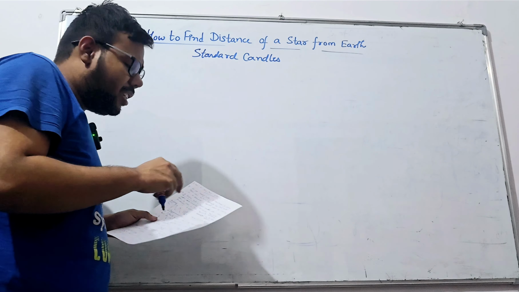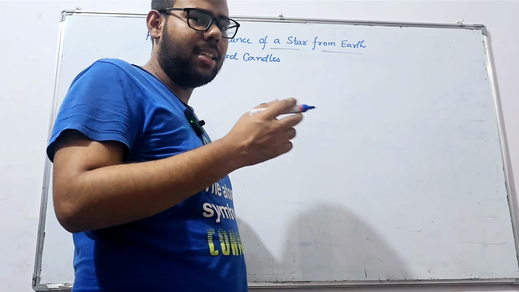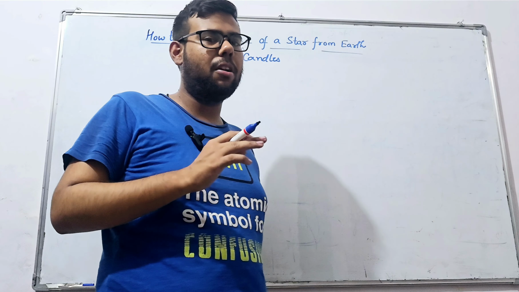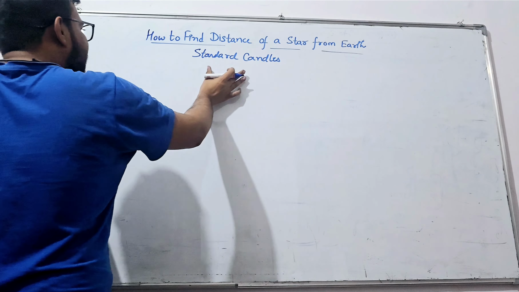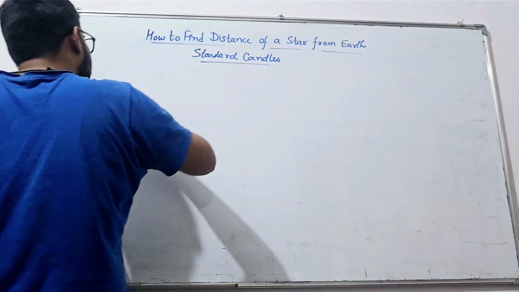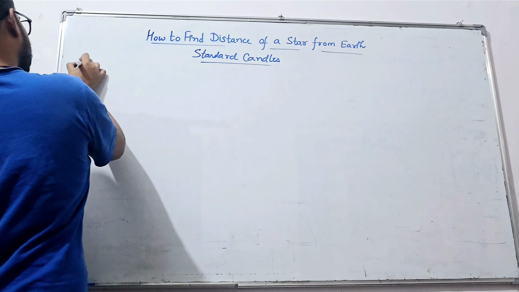So I have a page in which I have written about the calculations, and that is why I'm holding this, because it has all the data. While teaching, I would require it. So basically, what is a standard candle? First of all, let me write its definition. Then I will explain it in simple words.